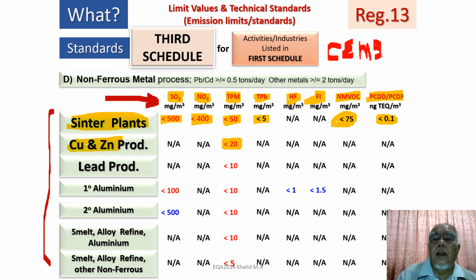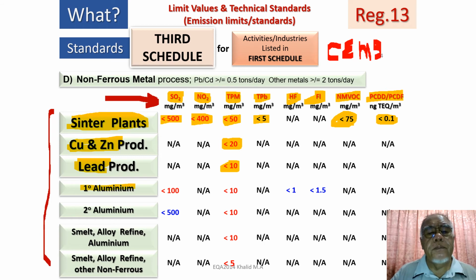Got it? The rest of the parameters for copper and zinc production are not applicable. So don't bother to look for other parameters, including flicking through the fourth and fifth schedule. No need, it's all here already. The law has specified for copper and zinc production, the legal concern is total particulate matter. That's it. Nothing more. All right? I hope it's clear. The same thing goes for lead production. Apparently, only total particulate matter and CEMS.